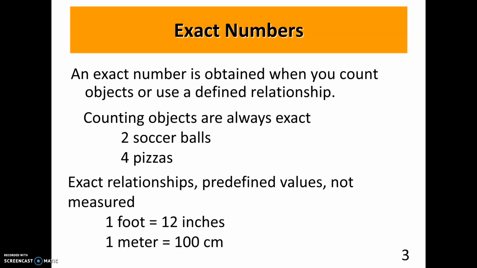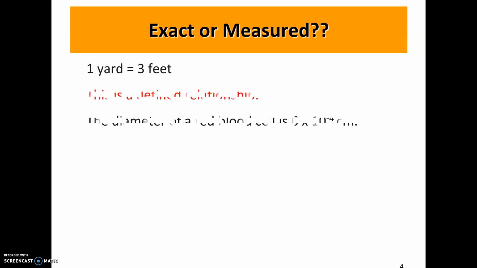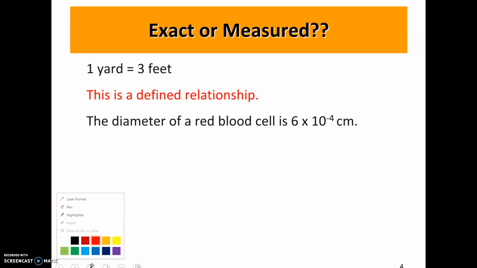We're not talking about something where I'm going and measuring this. Measured things, again, require an instrument. So, for example, 1 yard is equal to 3 feet. This would be an exact number. A yard is exactly 3 feet, 3.000000000 feet.